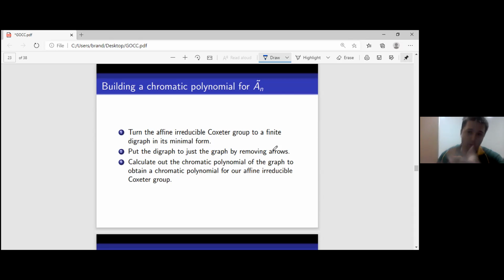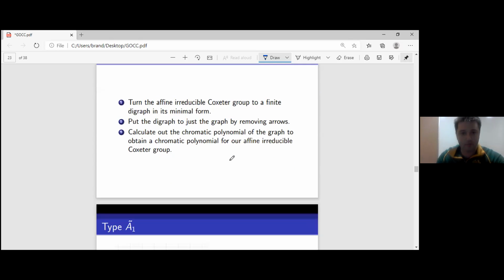And it'll do with walking through the geometric configuration, applying dots and going over the hyperplane, essentially. And then you calculate out the chromatic polynomial of the graph to obtain a chromatic polynomial for an affine irreducible Coxeter group. So if you need one slide about how I'm going to do this, this is what to take away from the talk.